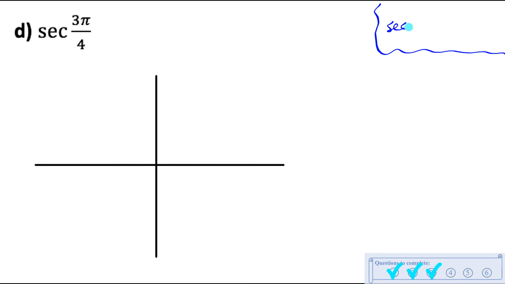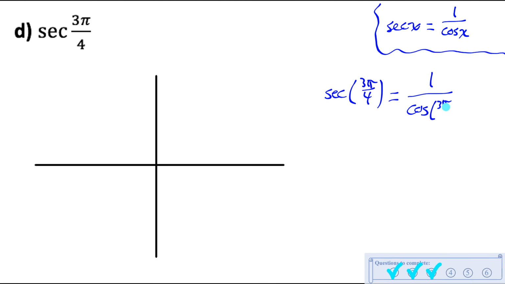Remember, secant of some angle is equal to 1 over cosine of that same angle. That's the reciprocal identity. So if we're trying to evaluate secant of 3 pi over 4, I can evaluate that by doing 1 over cosine of that same angle, 3 pi over 4. So we're going to have to figure out, okay, well, what's cosine of 3 pi over 4?